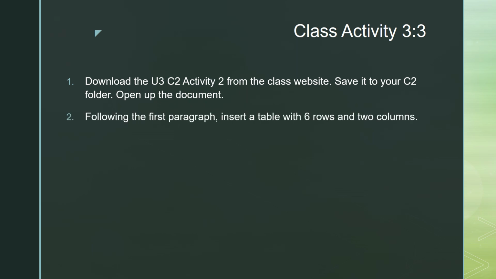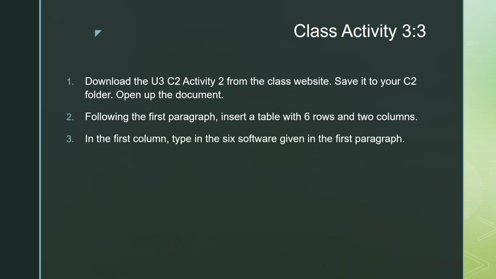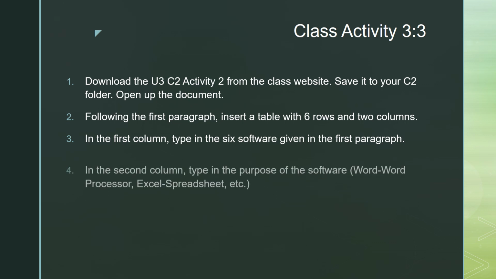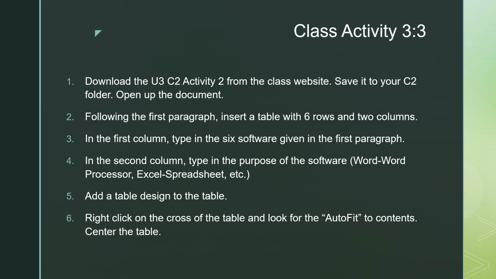Following the first paragraph, insert a table with 6 rows and 2 columns. In the first column, type in the 6 software given in the first paragraph. In the second column, type in the purpose of the software: Word, word processor, Excel, spreadsheet. Add a table design to the table. Right-click on the cross of the table and look for the Auto-Fit to Contents and center the table. Continue on to the next slide for further instructions.